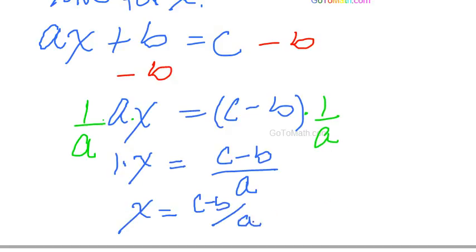Alright, now this is all good as long as a is not 0. Of course, if a was 0, this wouldn't even exist in the first place. Never mind. But that's what we got to deal with sometimes when we have a denominator, is we got to make sure that this can't be 0 down here. Okay, so we have x is equal to c minus b over a.